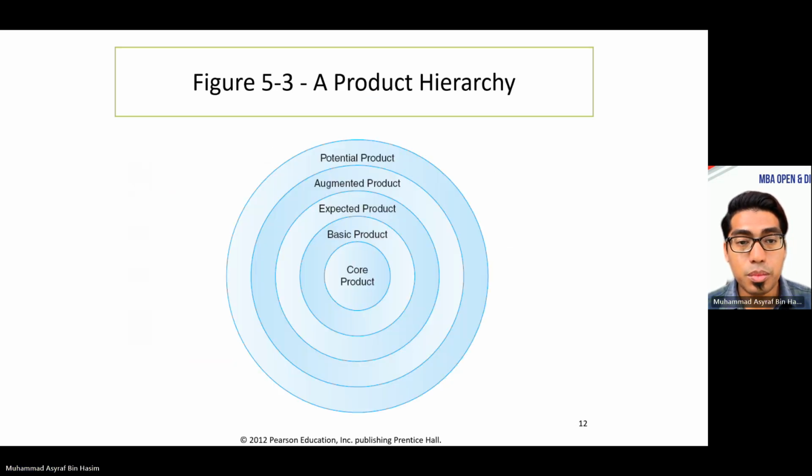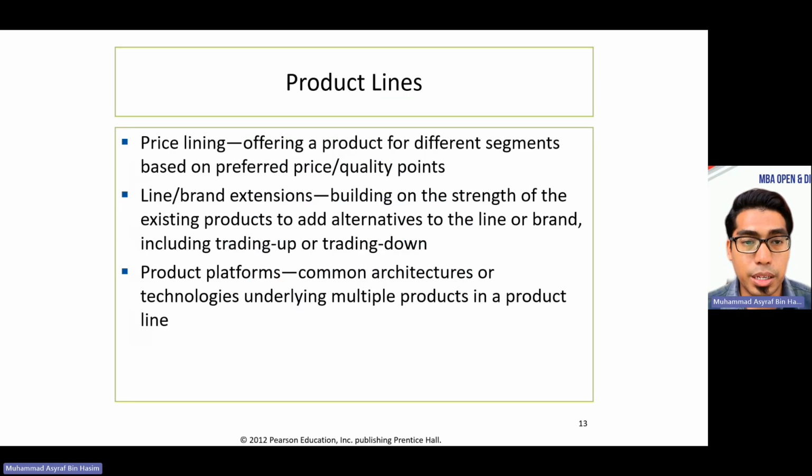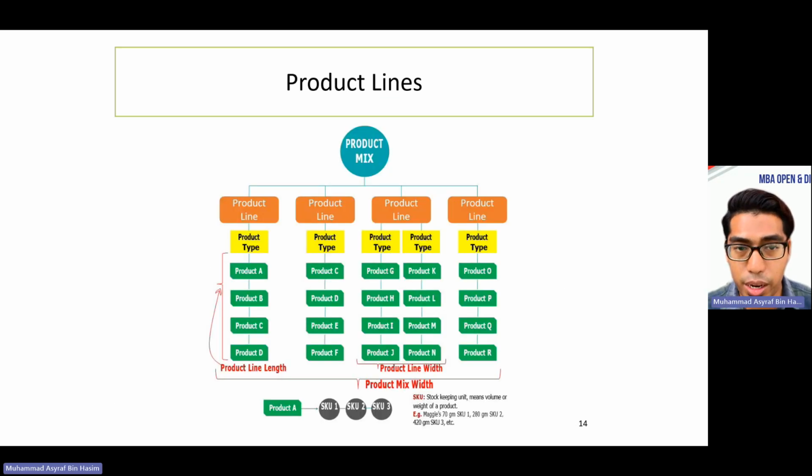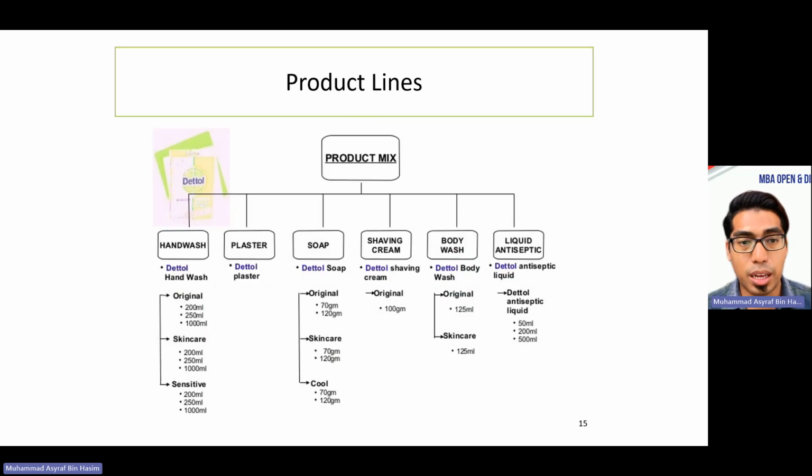Talking about product lines, we have product width and product line length, and so on. This is what we call product lines. Here is a good example of product lines: hand wash, plaster, soap, shaving cream. You can see the difference, the variety, the width, the length of the product lines.